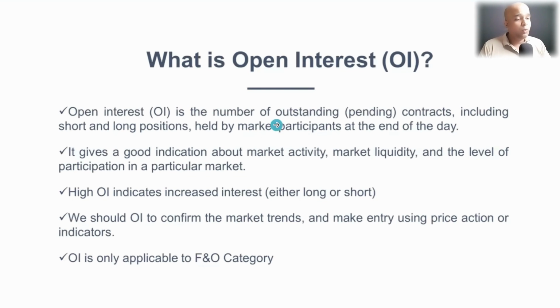Okay. So open interest is, first of all, only applicable to the F&O category. Open interest is not available in equity. It is available only in the F&O category. Open interest means outstanding pending contracts at the end of the market. It includes both short and long positions. So whatever open contracts are pending in the market, we call that open interest. Basically, it gives a good indication about market activity as well as market liquidity. But if you compare it to volume, volume only gives information about market activity. I'm going to take an example in the next few slides, then you will get more information.